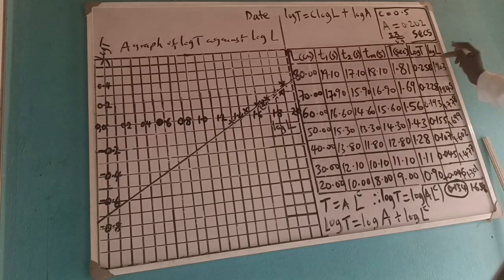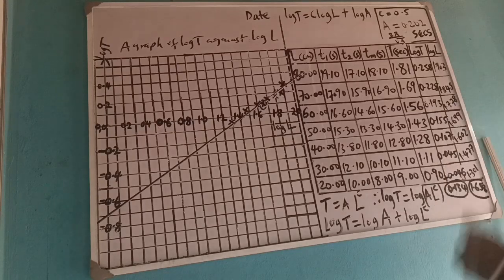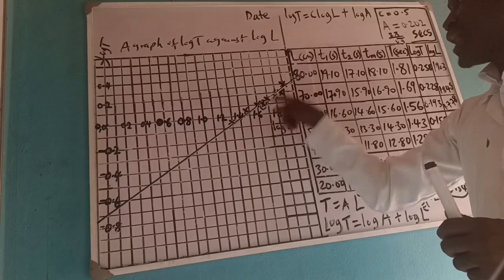0.134. This plus this plus this plus this plus this plus this plus this, divided by 7. You also get what? 1.658. This will be taken to be the coordinates of the centroid. And that is what I located here.